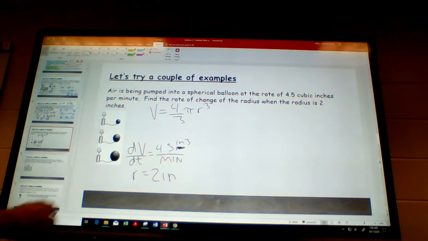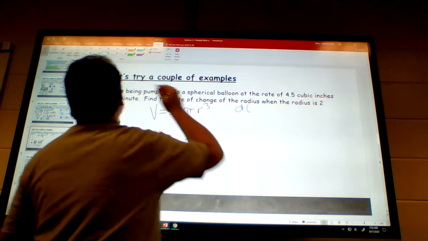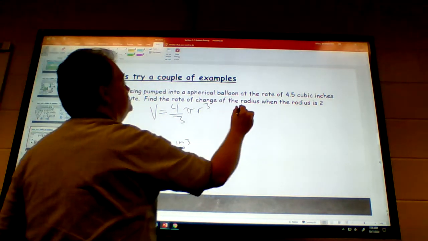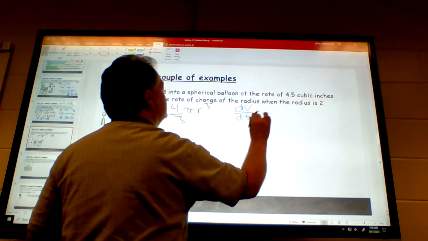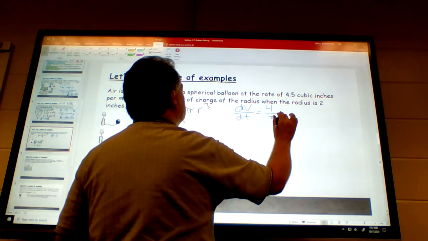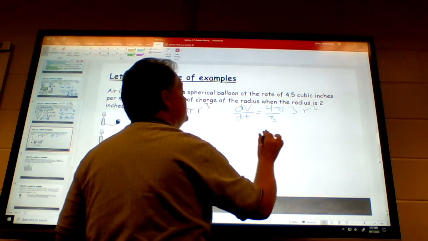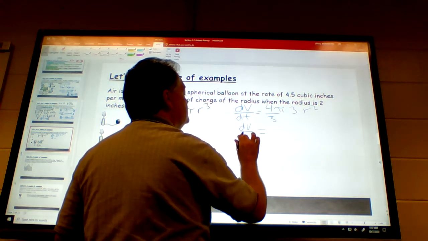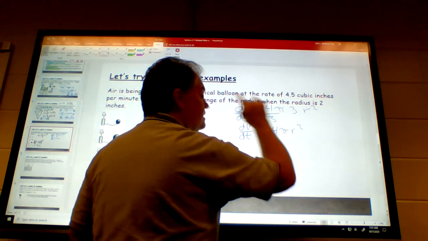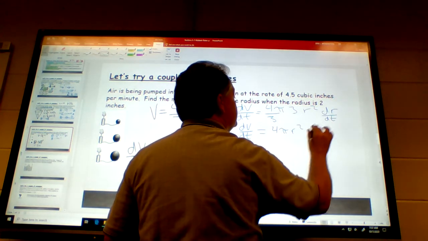So let's derive this. That's going to be dV over dt equals, and we end up with 4/3 pi times 3 times r squared, which simplifies to dV over dt equals 4 pi r squared. And that's also times dr over dt. I forgot to mention that. I apologize, folks, I am not writing well today.